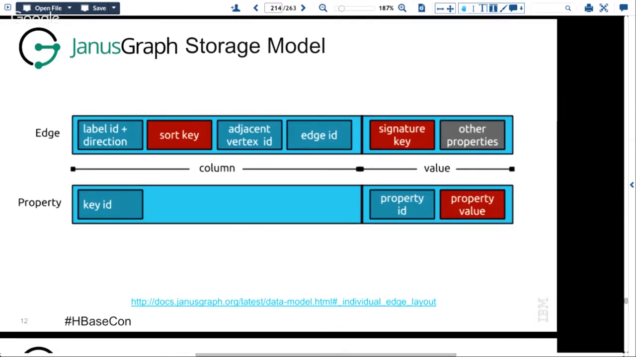You're not trying to scan how many persons there are. You're trying to scan the friends of that person, or the books that the person reads, or the movies that the person has watched. So that's the way that you design the edge. And also the property is quite simple. It's the property key, the key ID, and also the property value.